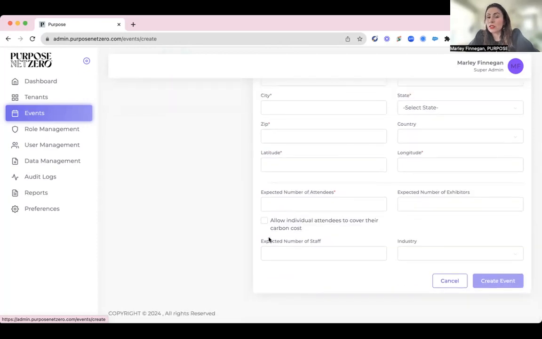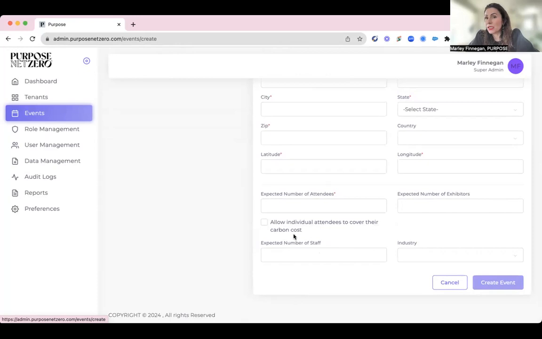And then down here, this is how we calculate the percentage of attendees that have already registered. So say we have 200 people, we have 50 exhibitors, we have 30 staff. Here's where we allow individuals to cover their carbon costs.